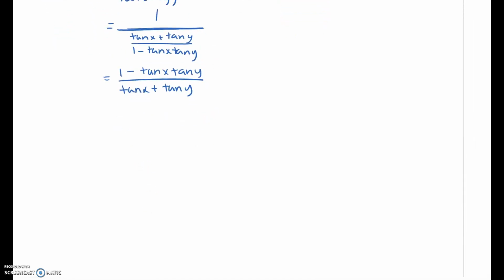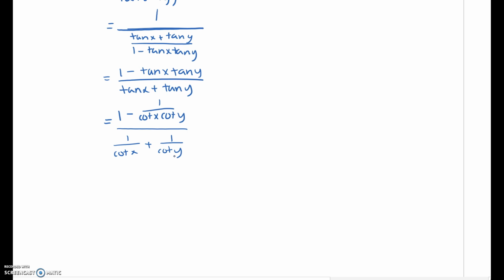So everything can be written in terms of cotangent. So 1 minus 1 over cotangent x cotangent y, right? So tangent is just 1 over cotangent, divided by 1 over cotangent x plus 1 over cotangent y.